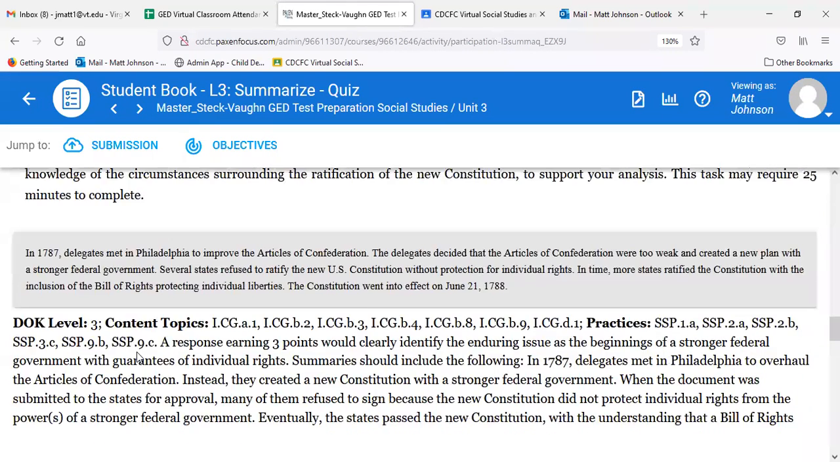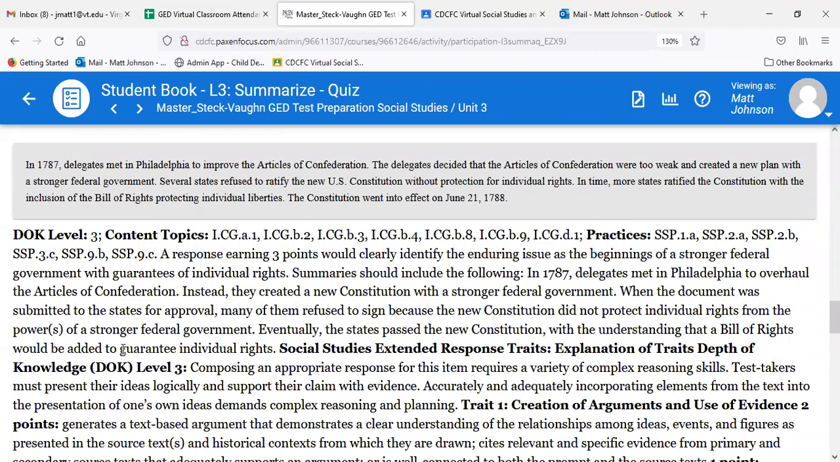Everything under here is going to outline basically what we should have included and how it's going to be scored. So at the top, to get all 3 points on that, a response earning 3 points would clearly identify the enduring issue as the beginnings of a stronger federal government with guarantees of individual rights. We did that, right? Summary should include the following.